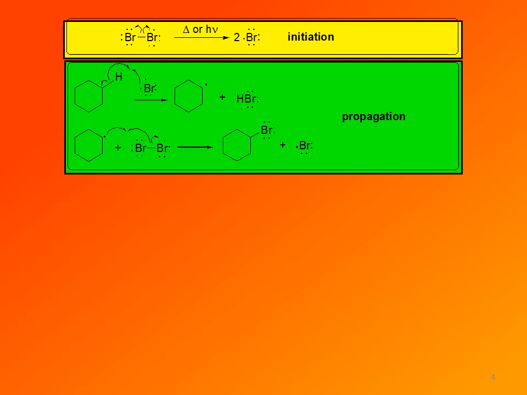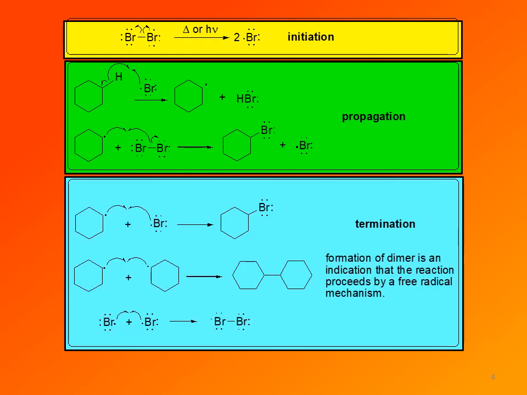Once we run out of reactants, the reaction ends, and free radicals, being unstable, terminate in termination steps. And here are examples of termination steps. In a termination step, two radicals will encounter each other and combine to give a stable molecule. One termination step involves a cyclohexyl radical reacting with a bromine radical to give cyclohexyl bromide.